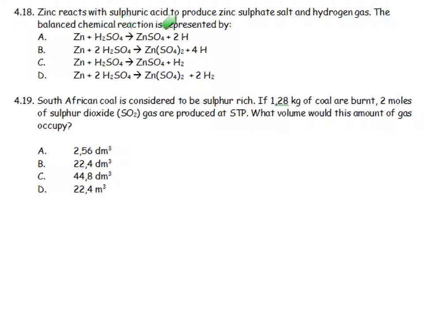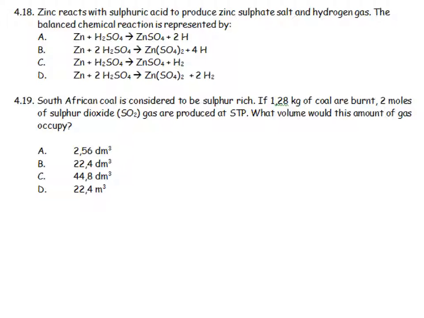Zinc reacts with sulfuric acid to produce zinc sulfate salt and hydrogen gas. The balanced chemical equation is represented by... So I've got zinc, I've got sulfuric acid. Luckily, they haven't tried to change any of those formulas. You've got zinc sulfate. Now, here's an important thing. What is the formula for zinc sulfate? Because they're giving me different formulas here. They're also giving me different formulas of hydrogen. So before I do anything else, let's take a look. Hydrogen is diatomic, so it's going to have to be either C or D.